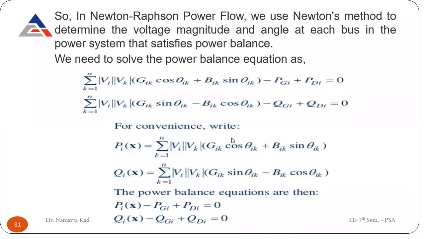And for convenience, it can also be written as, just denote this as Pix and denote this as Qix. Okay. The power balance equations now become Pix minus Pgi plus Pdi equals 0, and Qix minus Qgi plus Qdi equals 0. Okay, we are just denoting this as Pix and this as Qix.